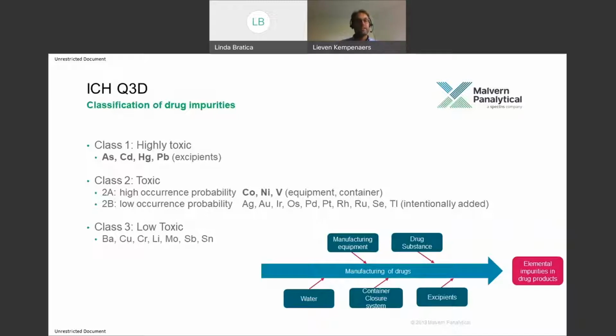And class 2B elements have a lower probability that they will occur. That is also the list, and mainly those are the elements used as the catalyst that can be used. And therefore, those elements are intentionally added. The other elements, for sure, are not intentionally added, but still have to be checked. And then you also have the class 3, the low toxic elements.